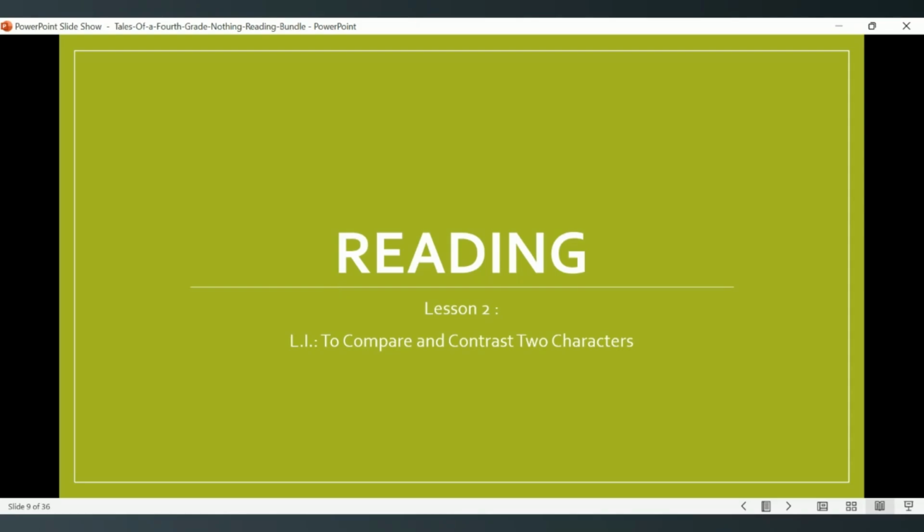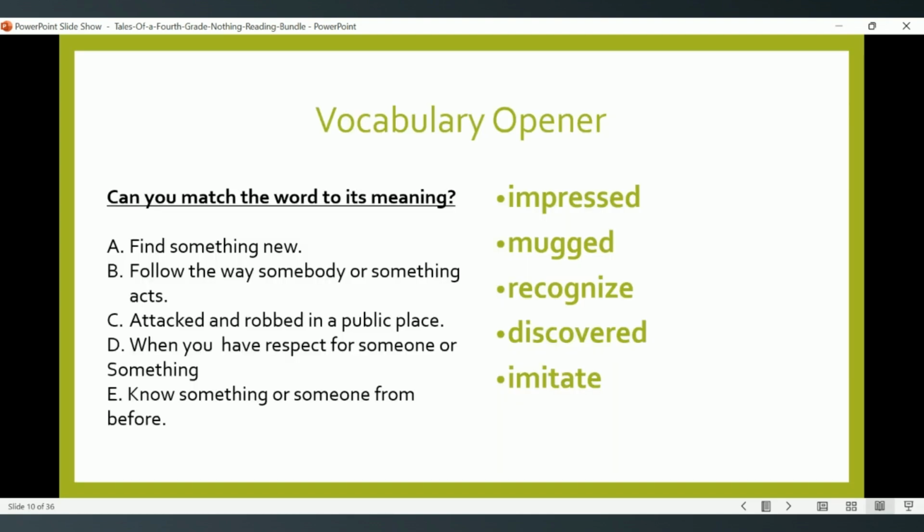Lesson plan 2 in the Judy Blume Tales of a Fourth Grade Nothing lesson plan video series. Again, this is geared for a second class year group, Year 2, or of course Grade 2 in the US. So here we go. The first thing we're looking at is our vocabulary opener. Today these words again are from our chapters 3 and 4.